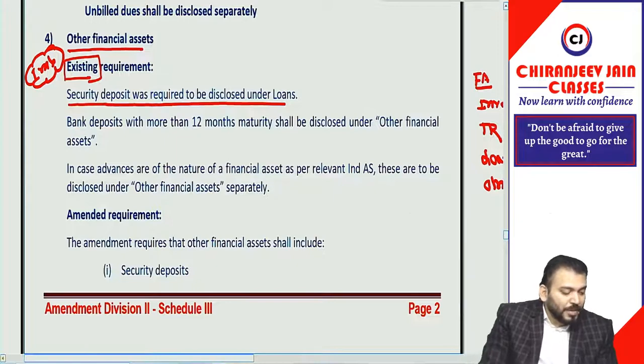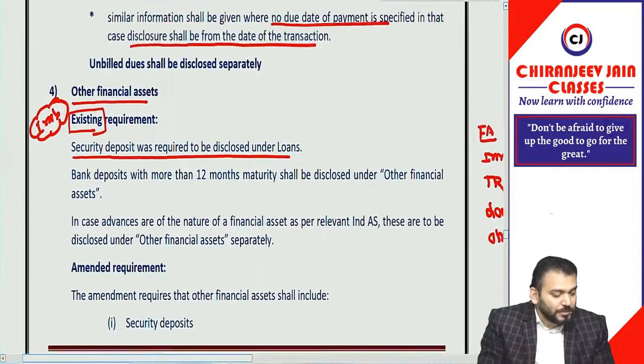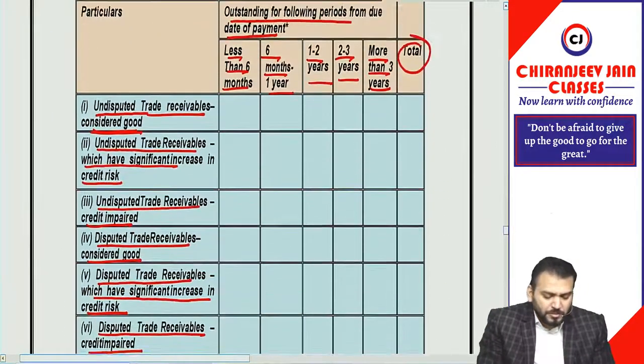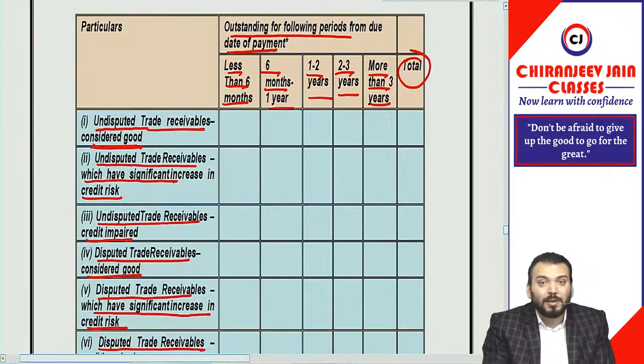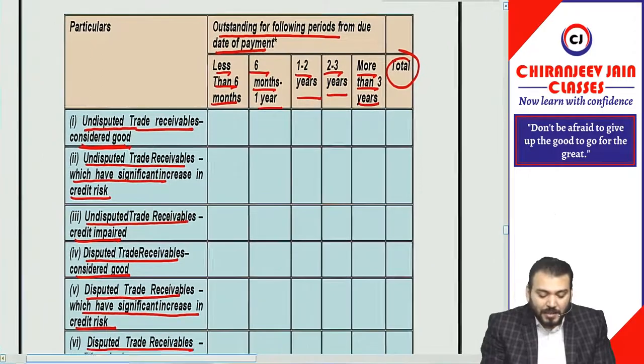They are saying, sir, where to show debtors within due date. This is the outstanding from the due date of payment. This aging schedule has been given for the outstanding from the due date of payment. Understood now? Correct?